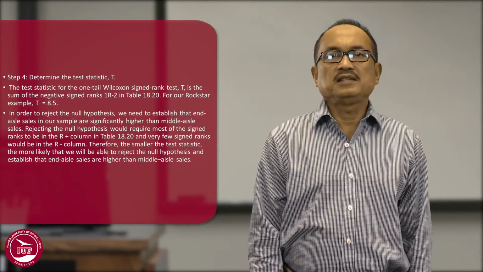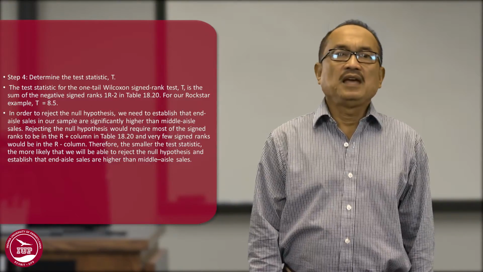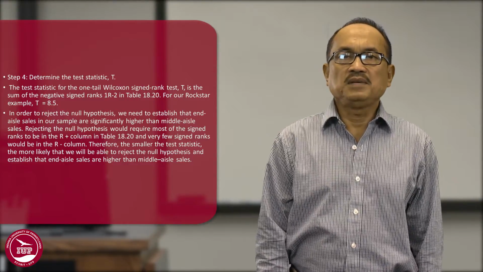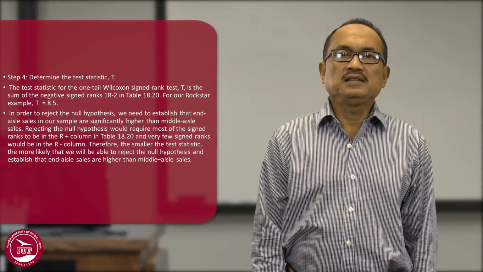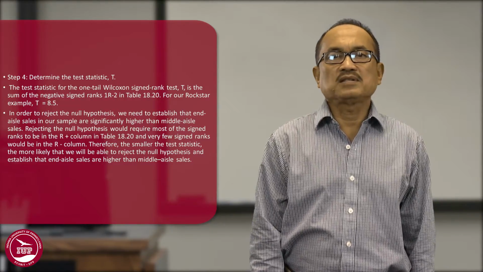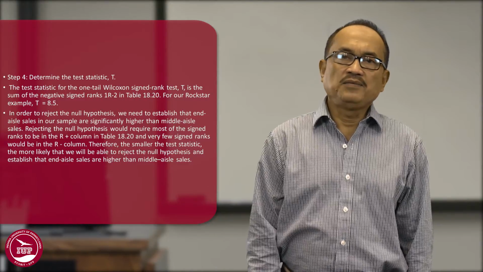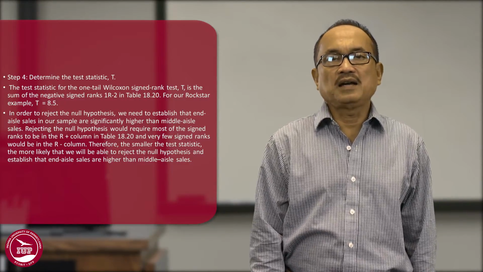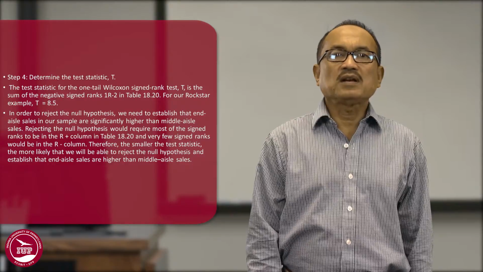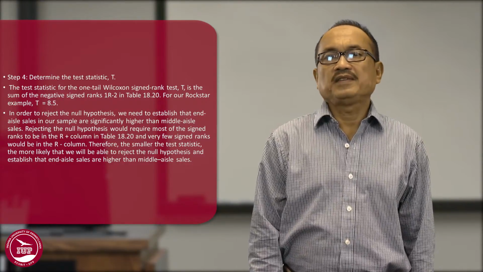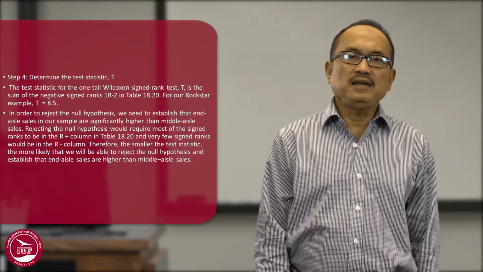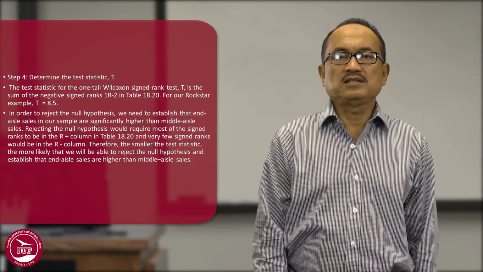In order to reject the null hypothesis, we need to establish that end aisle sales in our sample are significantly higher than middle aisle sales. Rejecting the null hypothesis would require most of the sign rank to be in the R+ column in Table 18.20, and very few sign rank in the R- column. Therefore, the smaller the test statistic, the more likely that we will be able to reject the null hypothesis and establish that end aisle sales are higher than middle aisle sales.